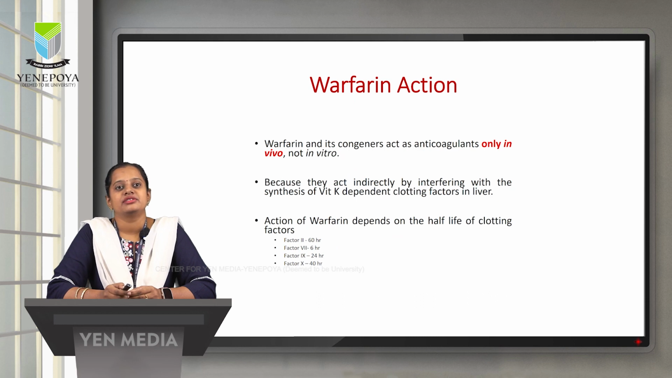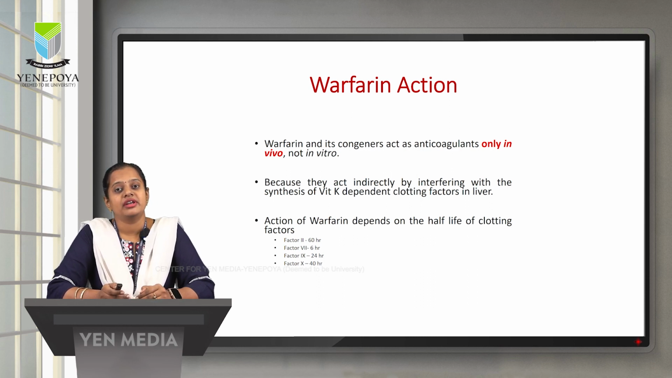Warfarin action. So warfarin as well as its congeners act as anticoagulants only in vivo, when it is given into the organism directly, and not in vitro. If we take the blood into a test tube and add warfarin, it will not show any anticoagulation action. Why? Because it is acting indirectly by inhibiting the activation of clotting factors, but it is not directly blocking the clotting factors. Hence, we should remember that warfarin can only act in vivo but not in vitro.